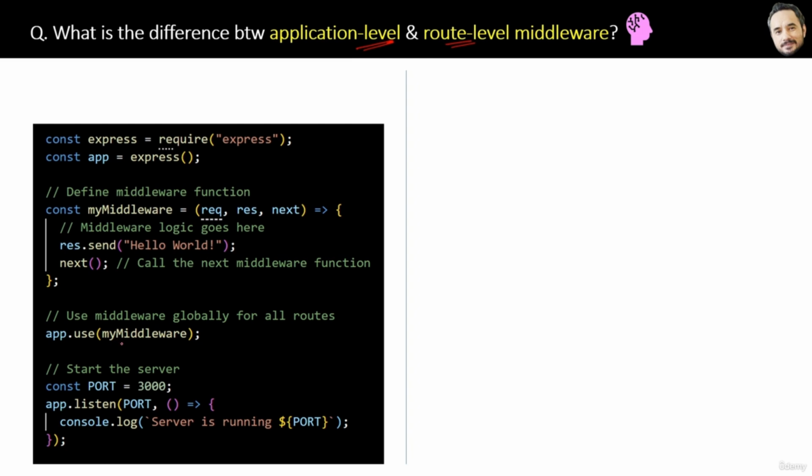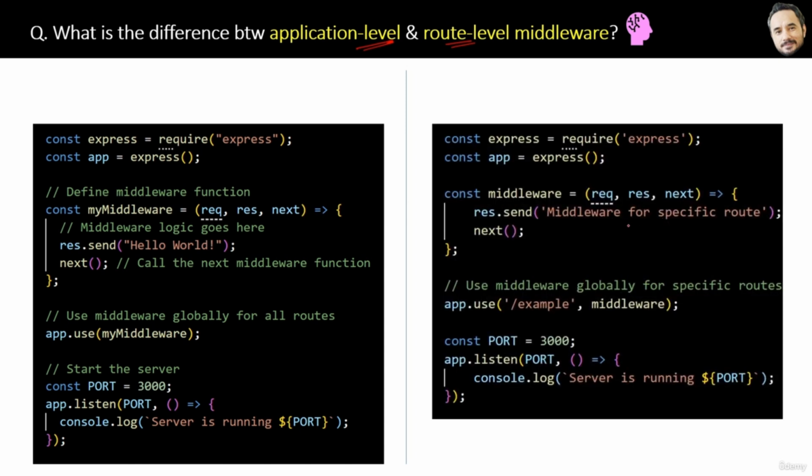The name is also like application level because it is common for all the requests coming to your application, okay, that's why application level. Now let's see the code example of route level middleware. Here is our middleware, and it is route level middleware because it will execute only for this specific URL, or you can say for this specific route, same thing, okay, and not for others. So I already explained this also, right?